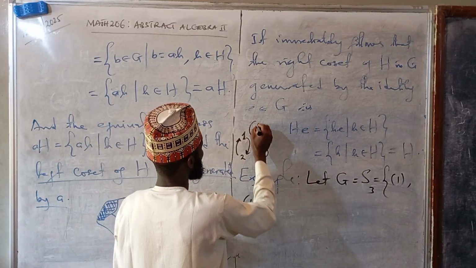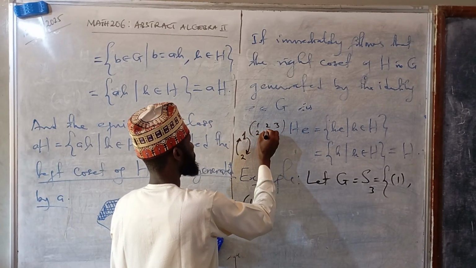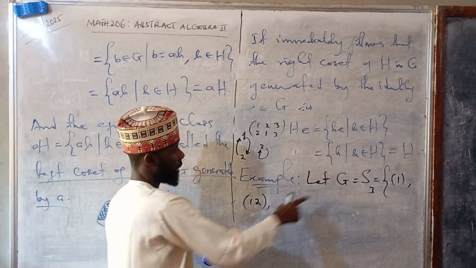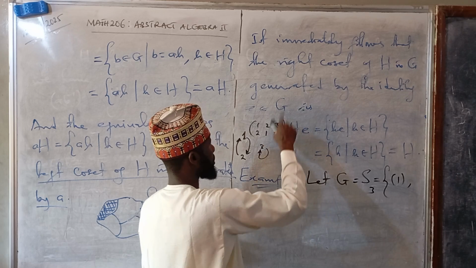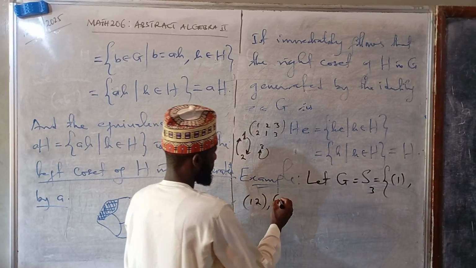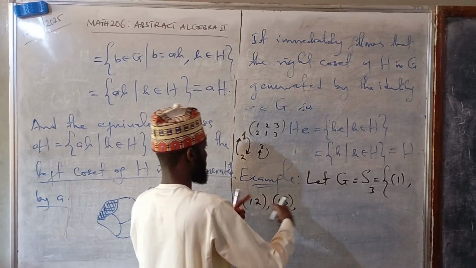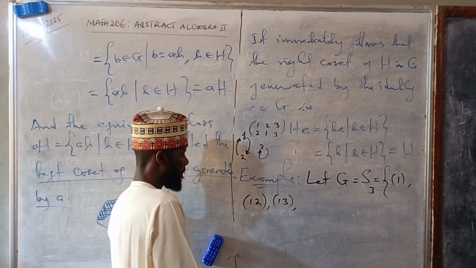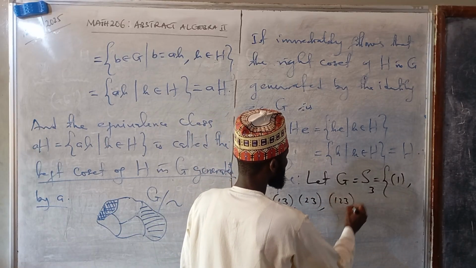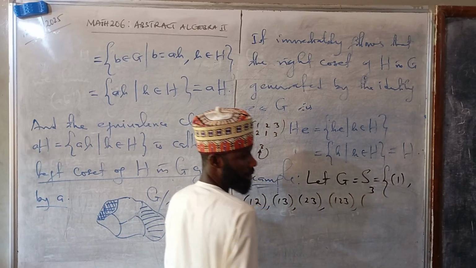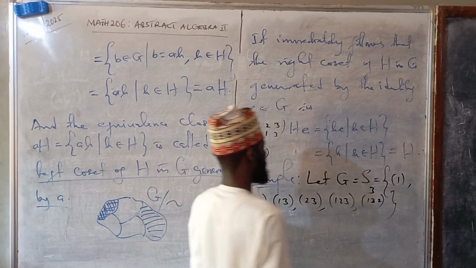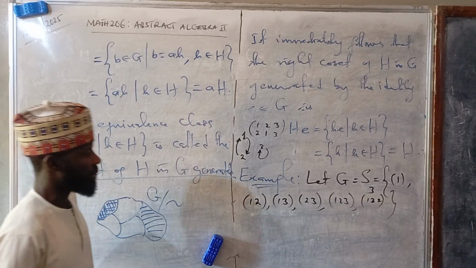Or you can see it as (1, 2), 3. 1 goes to 2, 2 goes to 1, and 3 goes to 3. This is the permutation. And then the identity, everything is fixed: 1, 1, 2, 2, 3, 3. You have to remember this. And then (1, 3): this time 1 and 3 are mapped to each other, and 2 is fixed. Then you have (2, 3), then (1, 2, 3). There will be 3 factorial elements in here, so 6 elements. Then (1, 3, 2). These are all of them.